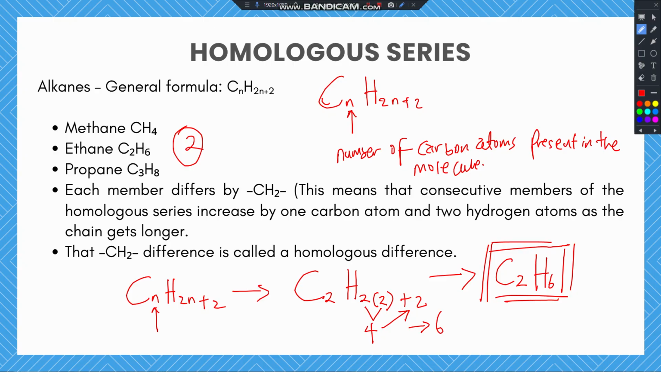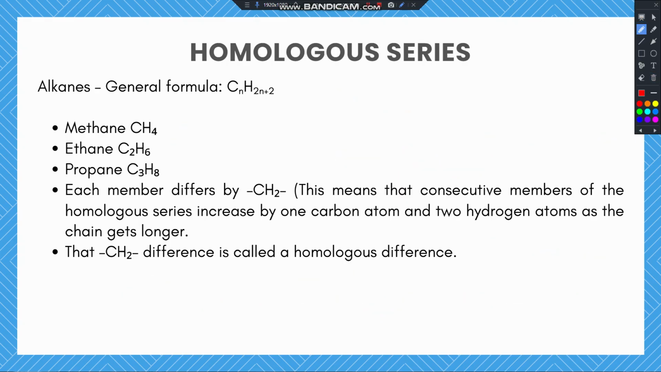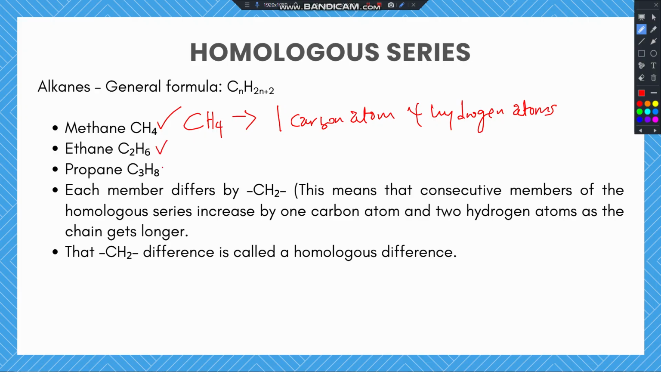So just by knowing the number of carbon atoms present in the molecule, we were able to arrive at the molecular formula. Here are some examples of members of the alkane family. We have methane, with the molecular formula CH4. That is one carbon atom and four hydrogen atoms. We have ethane, we have propane.